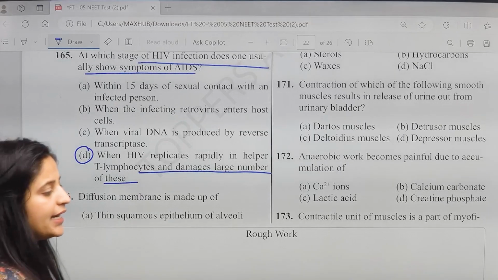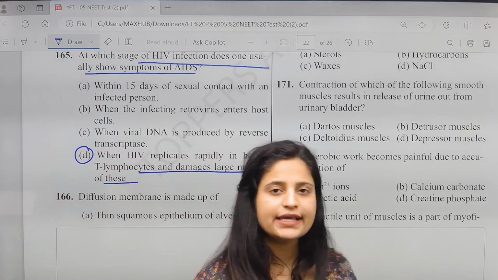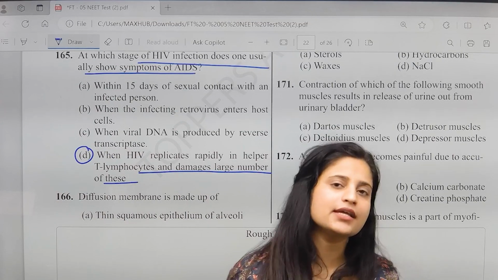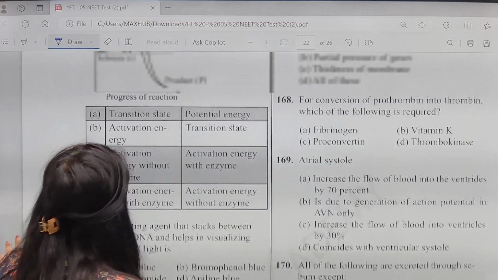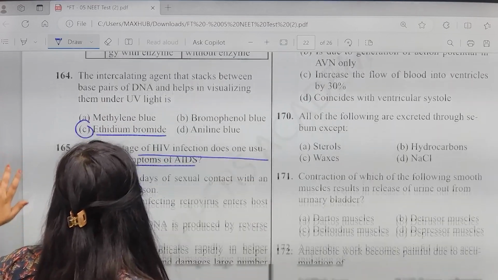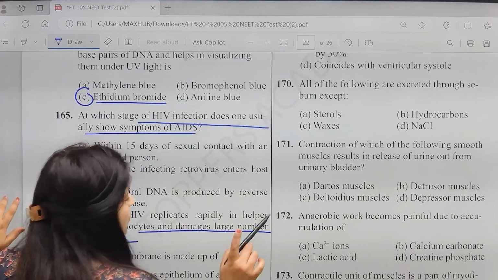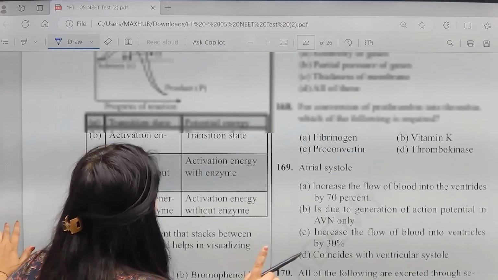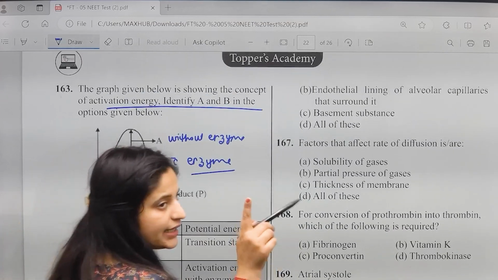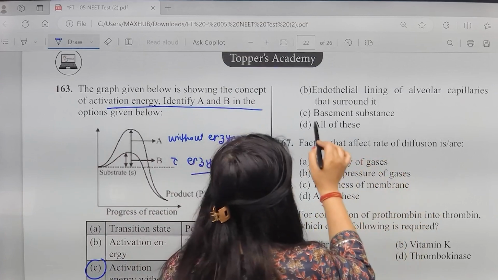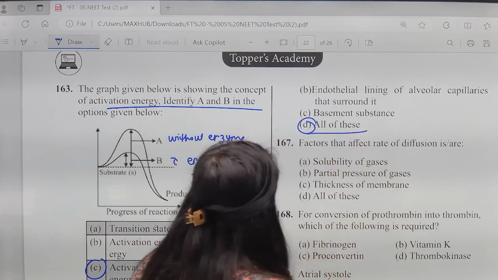Next is the diffusion membrane. The diffusion membrane is the membrane which allows the exchange of gases, and its thickness is less than 0.1 micrometer. Okay. And the diffusion membrane is made up of the thin squamous epithelium of alveoli, the basement membrane, and also the endothelium that we have in the capillaries. The correct option is D.